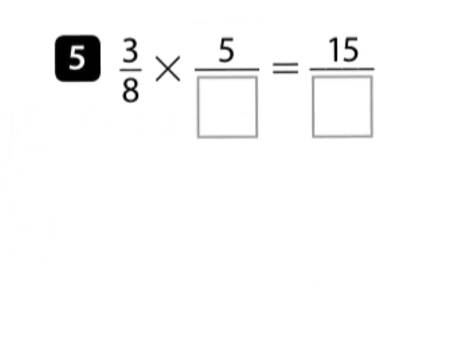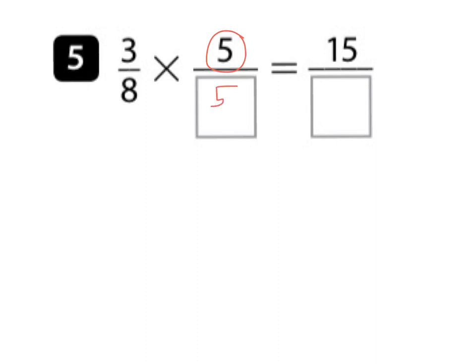Number 5, we kind of have the same thing that they did on number 4 there. What they did give us is what we are multiplying our numerator and denominator by, which is 5. And 8 times 5 is 40. So 3/8 is equivalent to 15/40.